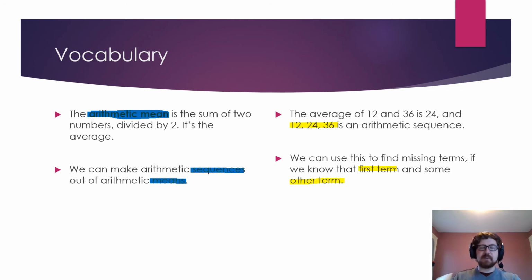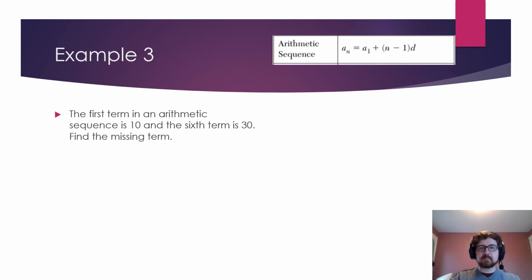So for instance, if I know the first and the 15th, I can find all the ones in between the first and the 15th term. Let's take a look. Here we go. The first term in an arithmetic sequence is 10. And the 6th term is 30. We want to find the missing terms. My apologies, folks. So here's how we're going to do it.